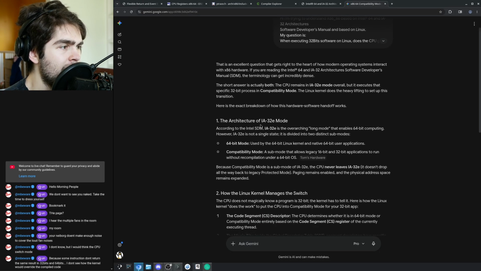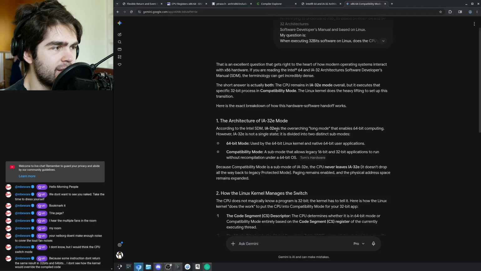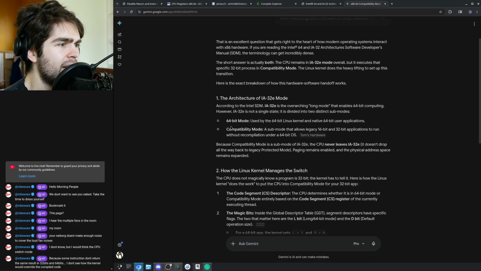IA32E is the overarching long mode that enables 64-bit computing. However, IA32E is not a single state. It is divided into two distinct sub-modes. 64-bit mode, used by the 64-bit Linux kernel and native 64-bit user applications. Compatibility mode, a sub-mode that allows legacy 16-bit and 32-bit applications to run without recompilation under a 64-bit OS.